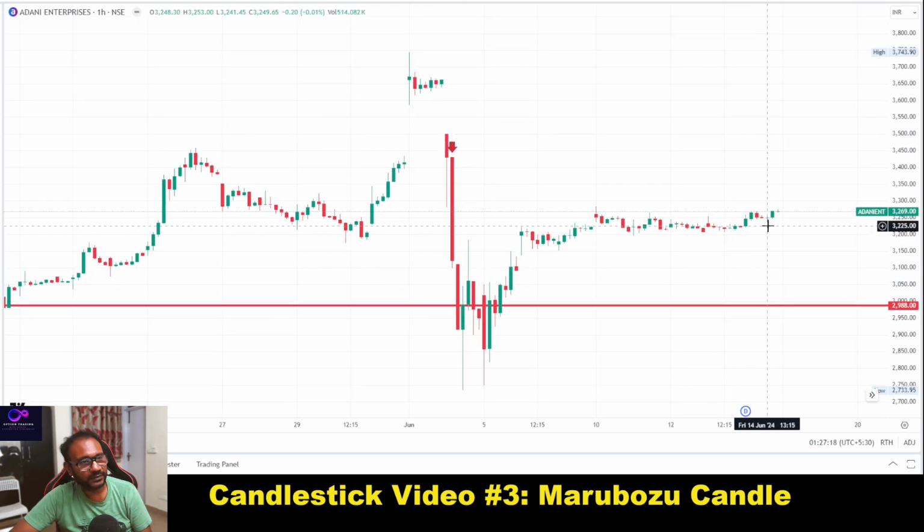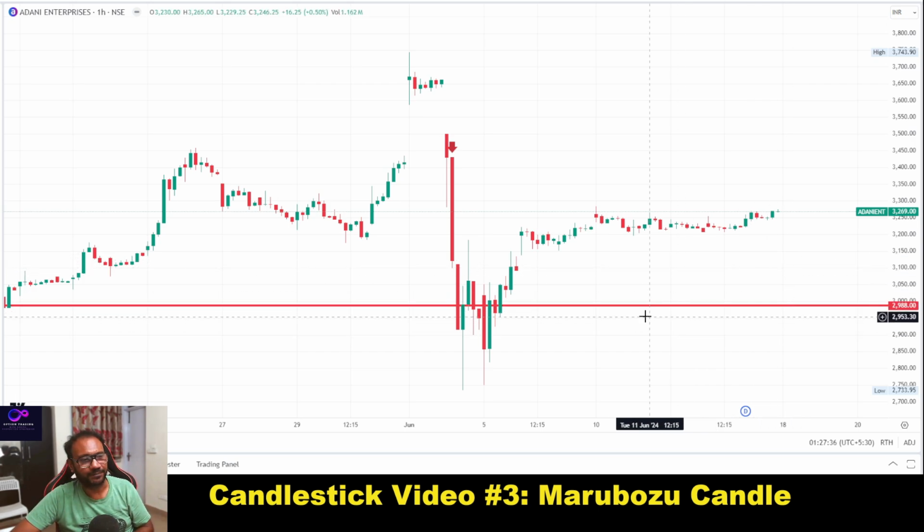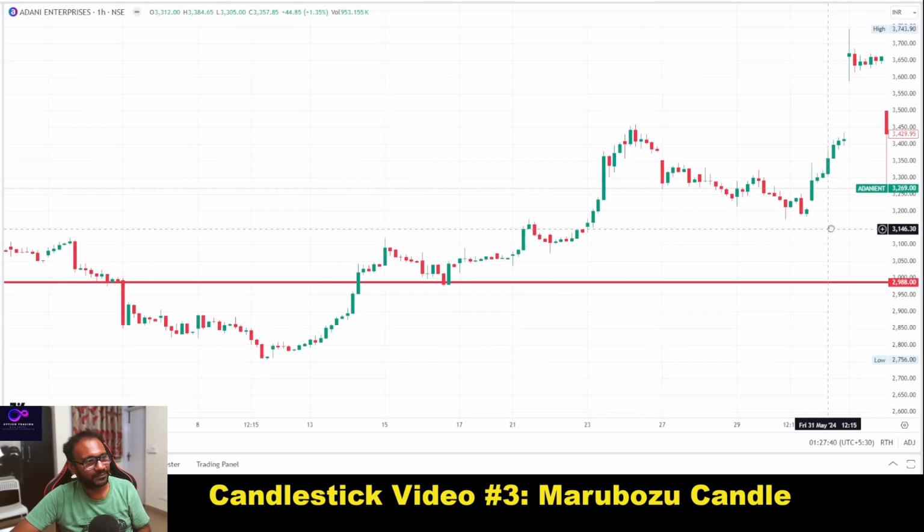Next, right now it is trading over here. It's almost at the middle of this large candle. If it breaks on the upside, then we can expect further upside moves. If it breaks on the downside, then we have more downside trend continuation. So what is this red line? We will go and study this as well.